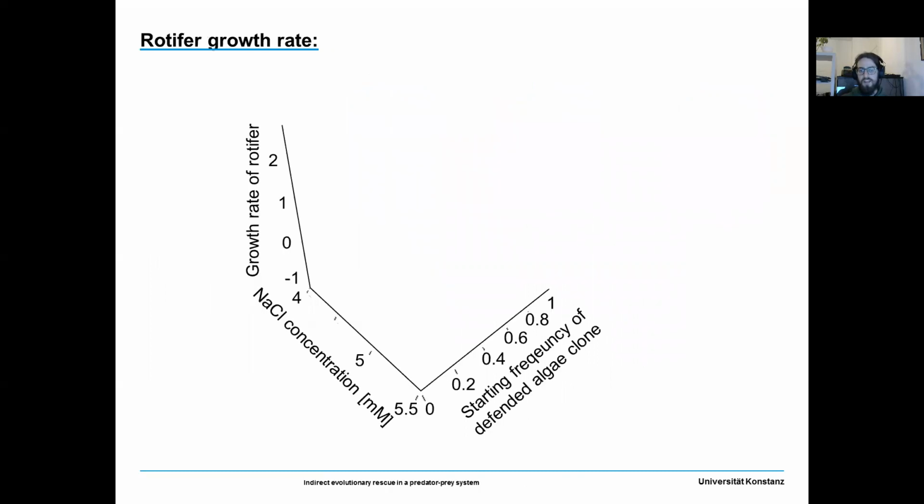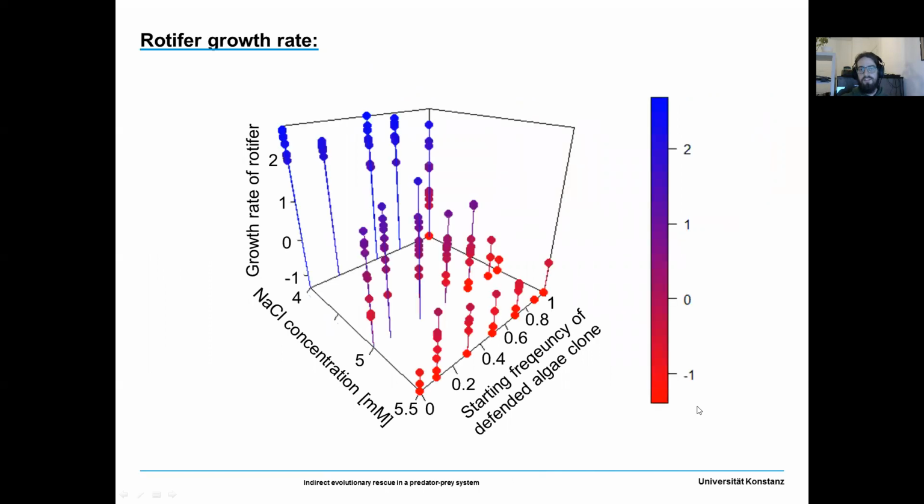For the results, here on the x-axis, I have the different salt concentrations. On the y-axis, I have different starting frequencies of the defended algae clone. On the z-axis, I have the growth rate of the rotifer depending on those two components. Now here we see at a low salt concentration, the rotifer has a strong growth rate, so they don't go extinct in any of the different frequencies of the defended algae clone.